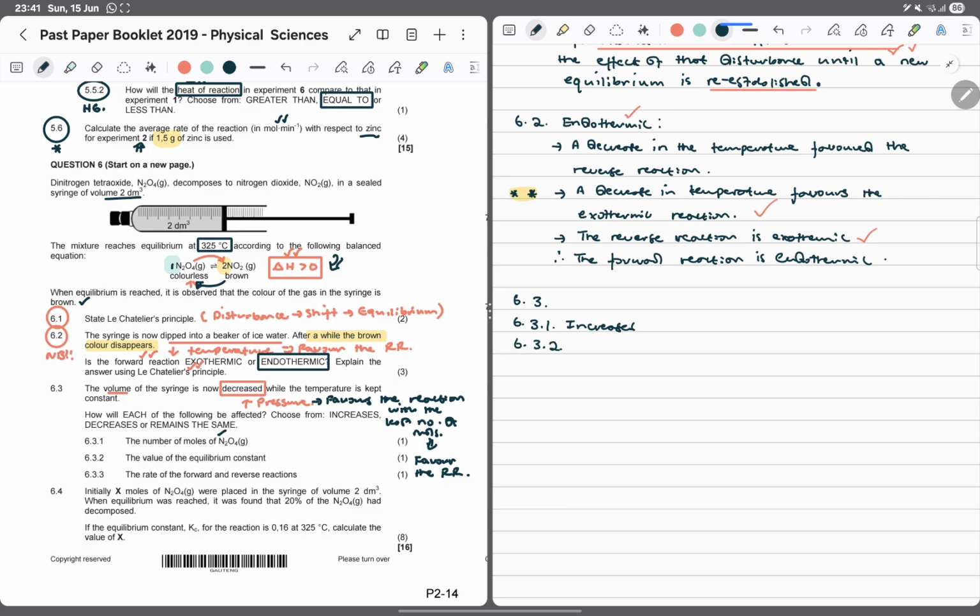Okay, 6.3.2 says the value of the equilibrium constant. Remember, this one is only affected by temperature. So nothing else will change the Kc value. So a student of mine asked me a very smart question. Why does temperature affect the Kc value?